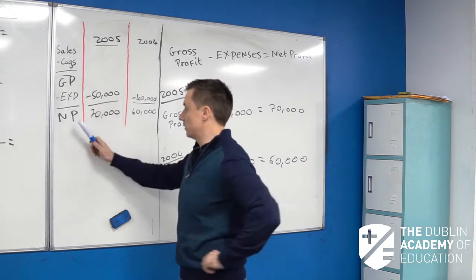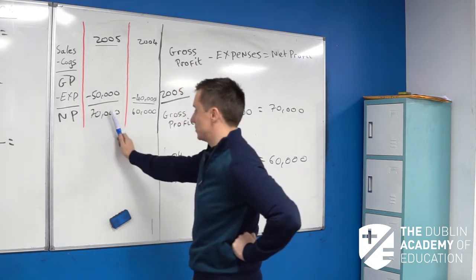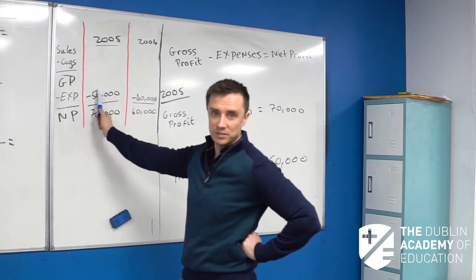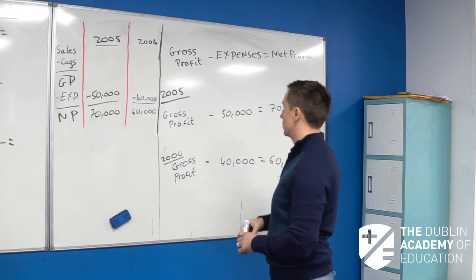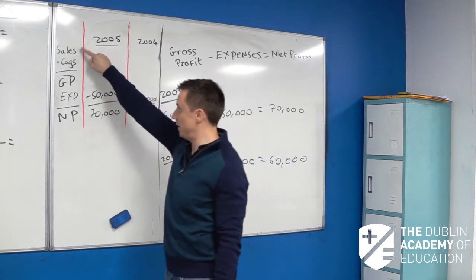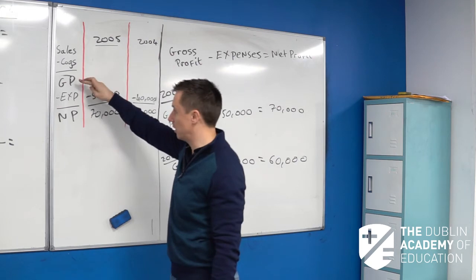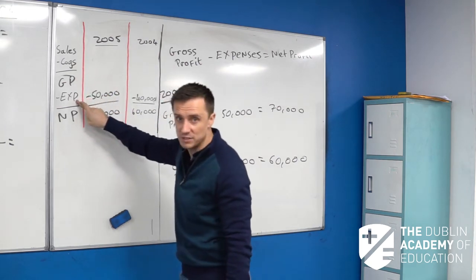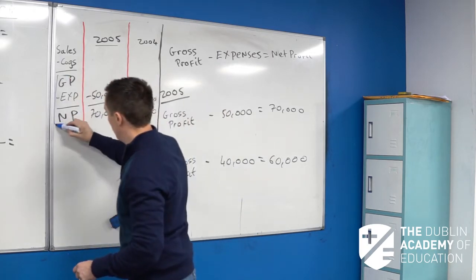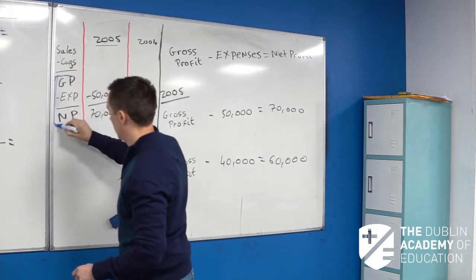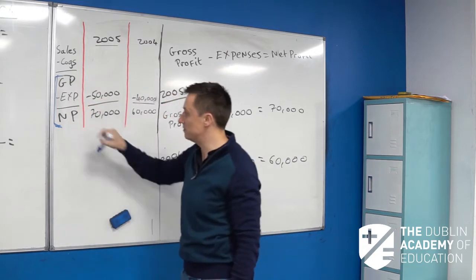If you look at the question there, they gave us the net profit, which is 70,000, and they gave us the expenses. That's what we're going to use to calculate the gross profit. So if we're looking at the first one, sales minus COGS gives gross profit, and then gross profit minus expenses is the net profit, okay? That's the key part of this question. Gross profit minus expenses gives you the net profit.